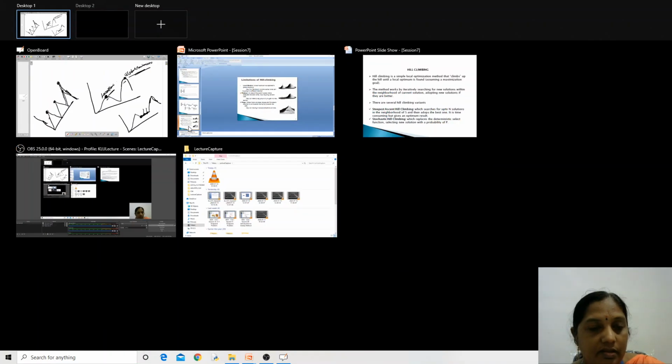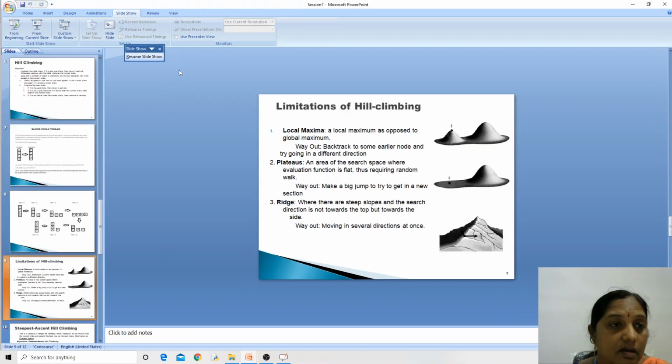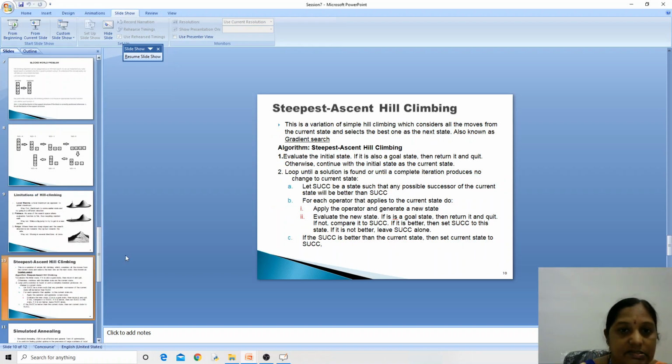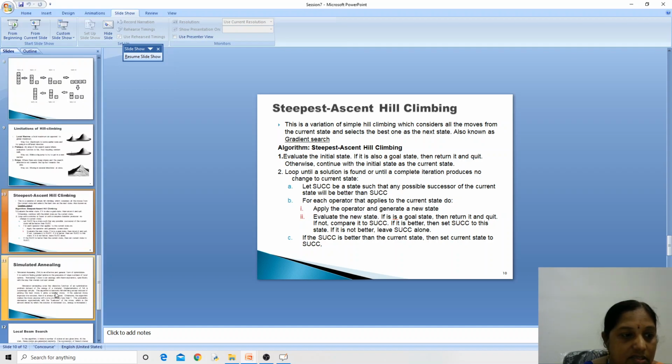Okay, so I think hill climbing is well understood by you. Then you are going for steepest ascent hill climbing. What is the algorithm for steepest ascent hill climbing? As I told you, we have stochastic hill climbing and steepest ascent hill climbing. So this is the algorithm based upon our explanation.